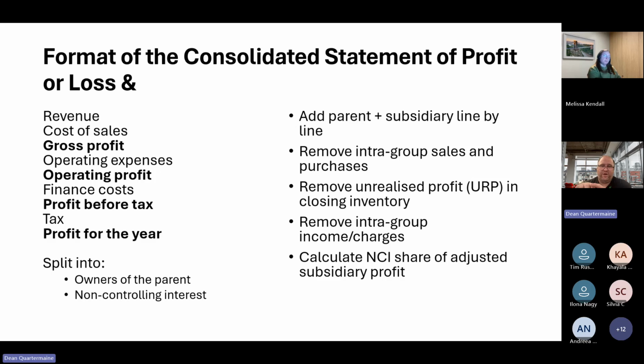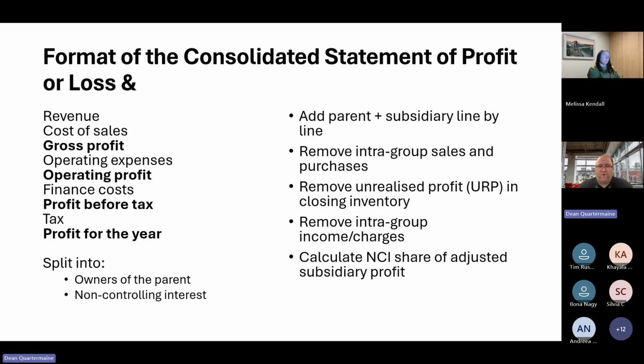How do we actually do it? So really high level, we're going to add the parent and the subsidiary. We've got a statement of profit or loss for the parent and a statement of profit or loss for the subsidiary. We're going to add them together line by line. So we add revenue together. We add cost of sales together. We add operating expenses together. We add finance costs together. We add tax together line by line.